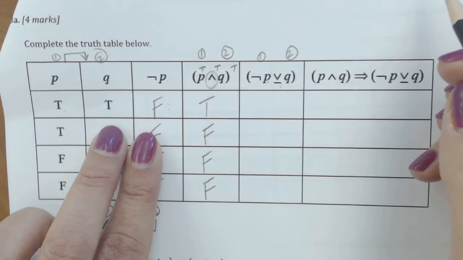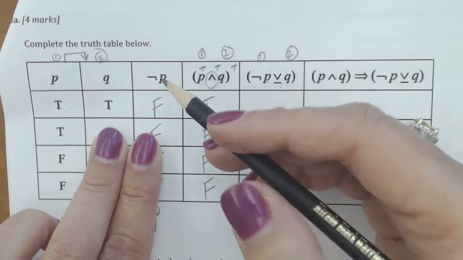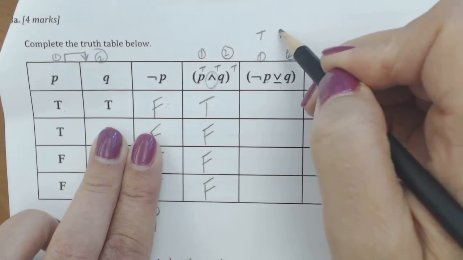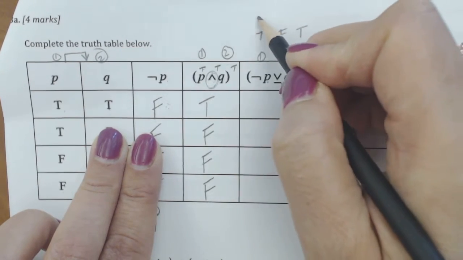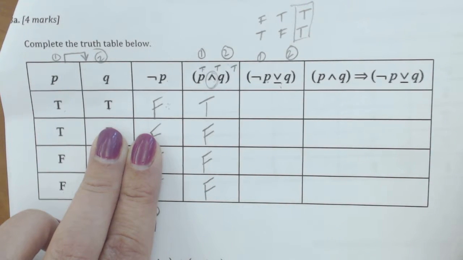I cannot have both true. I cannot have both false. One or the other. So let's look. So one or the other will be true. One or the other will be true. And so these are the only times that those will be true.